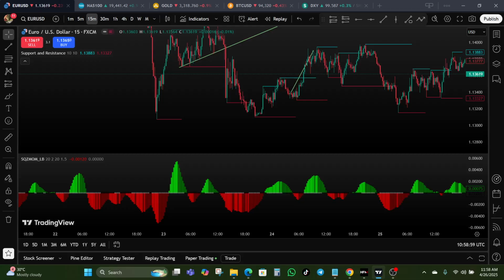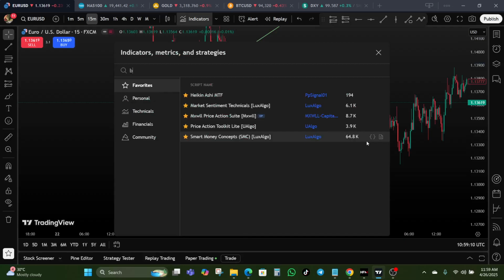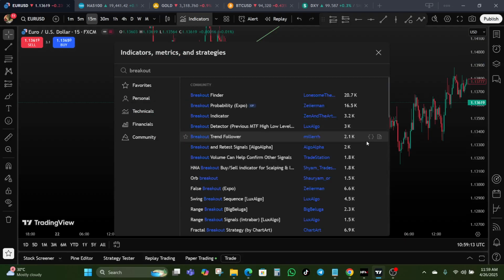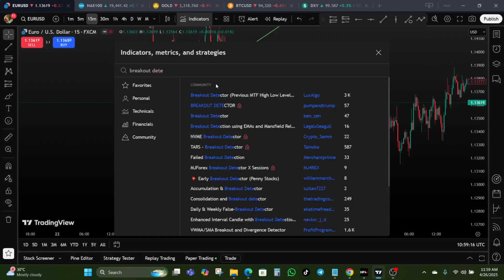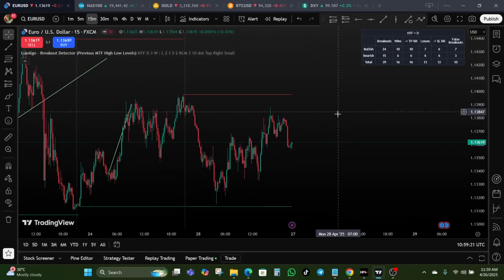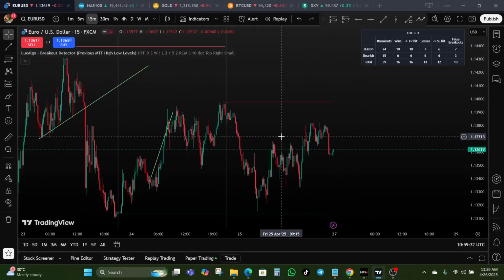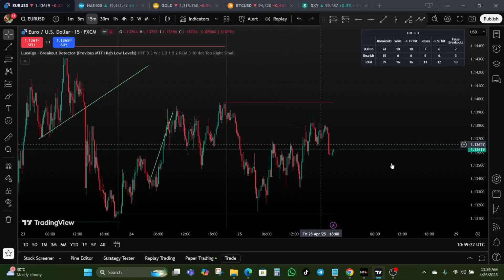All right. Now, the last but not the least, let us look at the breakout detector. All right. So this is the breakout detector indicator. Okay, this custom indicator is designed specifically to identify and highlight potential breakout points based on historical price action patterns. Super clean and super effective.